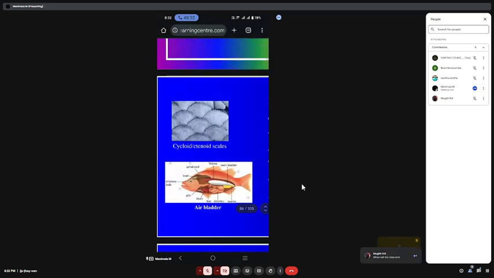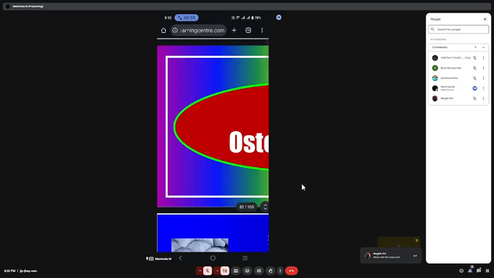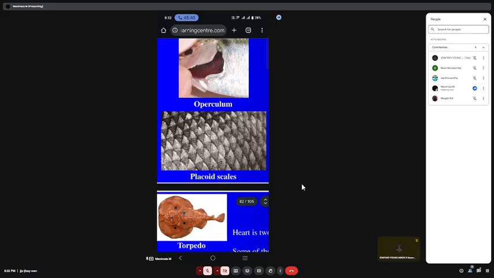So these are ctenoid or cycloid scales. Previously we discussed placoid scales for the body, in a streamlined body. But here the skin is covered with cycloid or ctenoid scales. And the endoskeleton is bony.